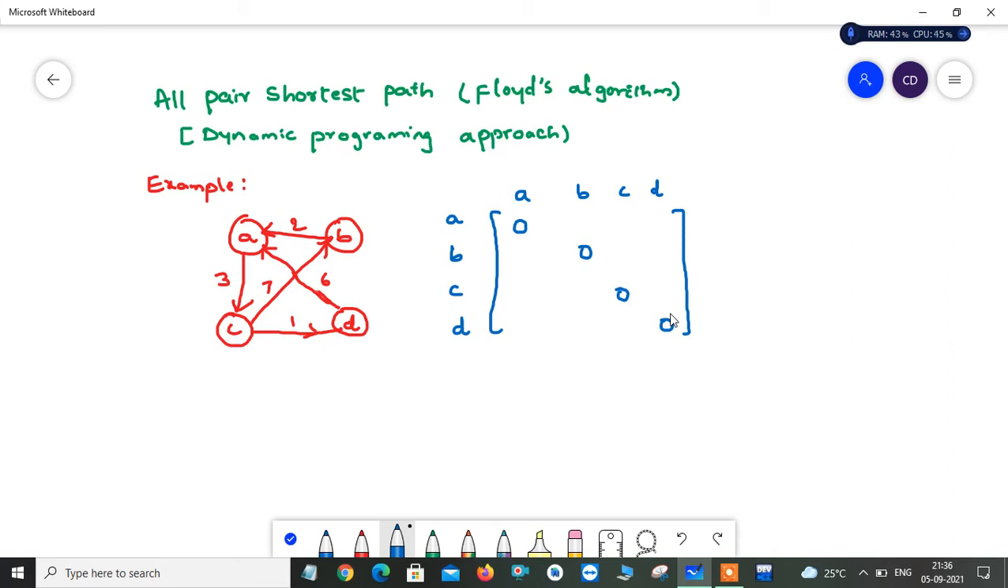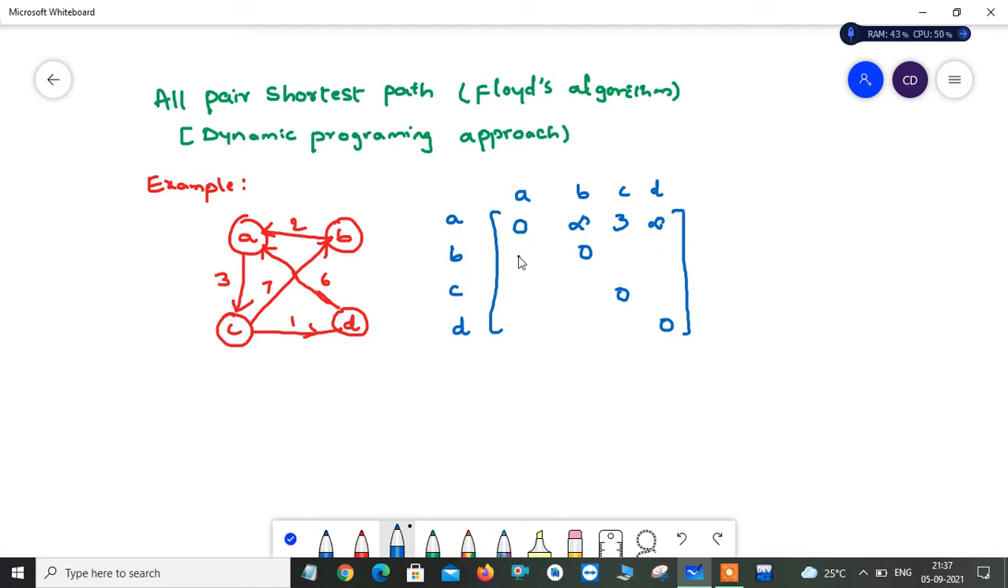If there exists any path between the two nodes, we can give that weight directly in that location, or else you can take it as infinite. For example, here I am trying to find a path from A to B, but I didn't have any path, so simply I can take this position as infinite. And then from A to C I have a path with weight 3. A to D I didn't have any path, so simply I can take this value as infinite.